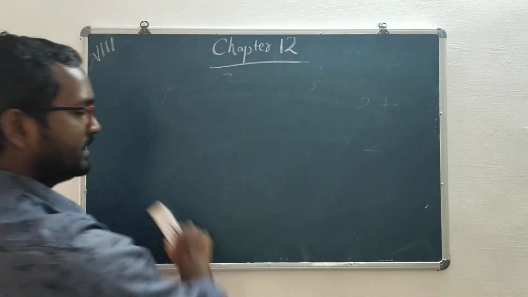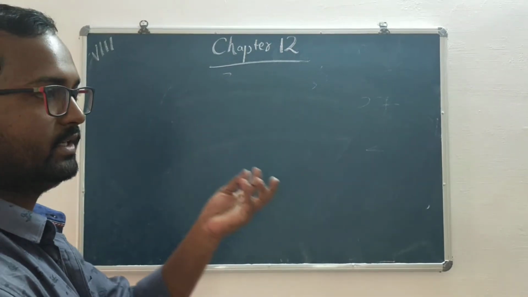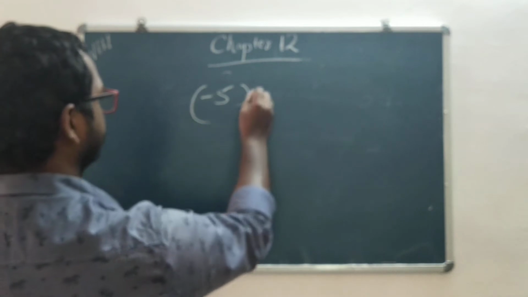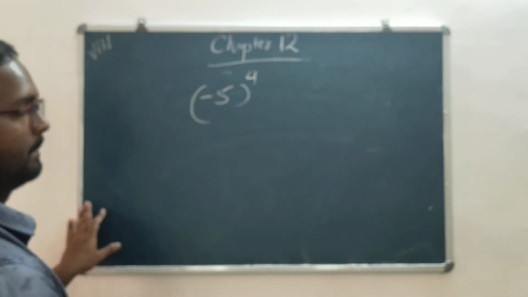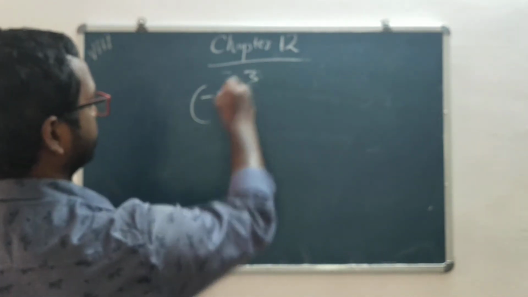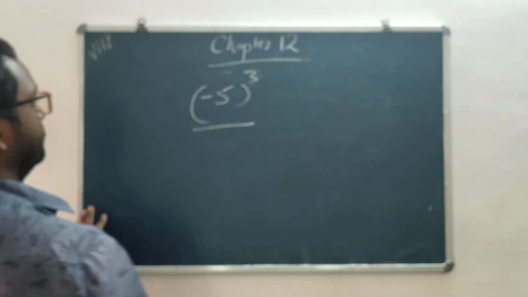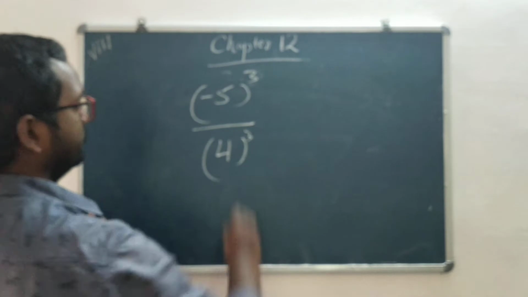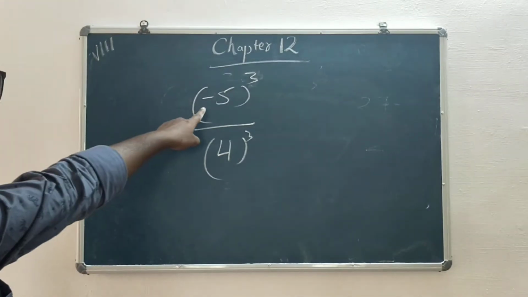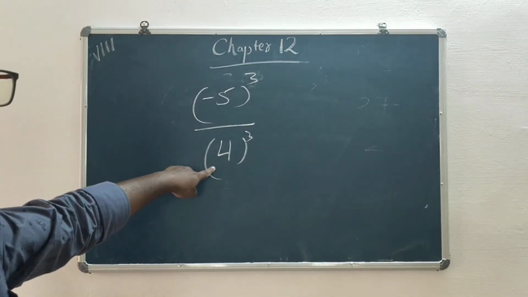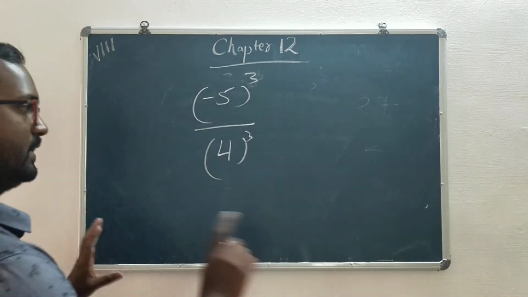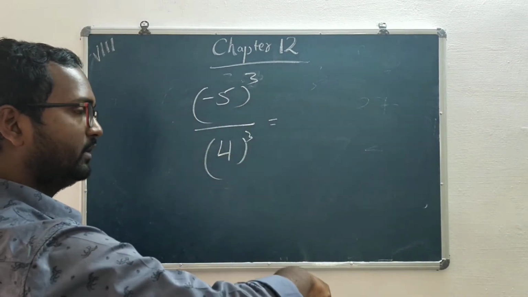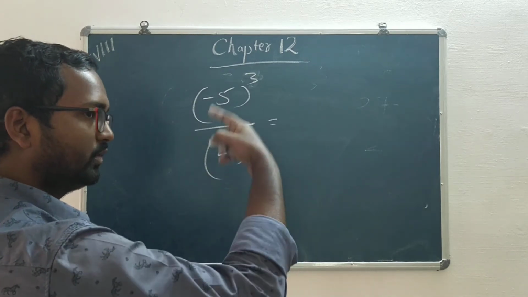Now let's see, what if there is a negative number? What if there is a negative number like this? Minus 5 power 4, let's make it 3, divided by 4 power 3. Now how to solve it? One number is there with a minus sign, another number is with the positive sign. So here the same formula we have to apply. Whatever number is in the numerator has to come to the denominator. Whatever number is in the denominator has to go to the numerator.